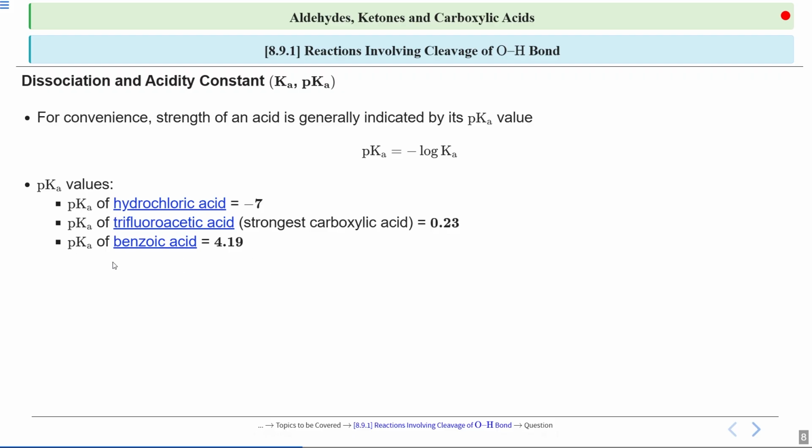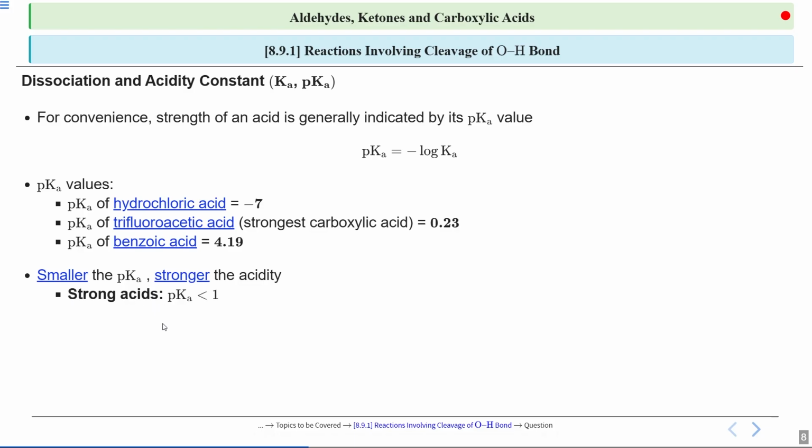Similarly, if we talk about benzoic acid, its pKa value is 4.19. This suggests that benzoic acid is weaker than both hydrochloric acid and trifluoroacetic acid. Now we have learned that the smaller the pKa value, the stronger the acidity. So if the pKa value is small, the acidity will be stronger.